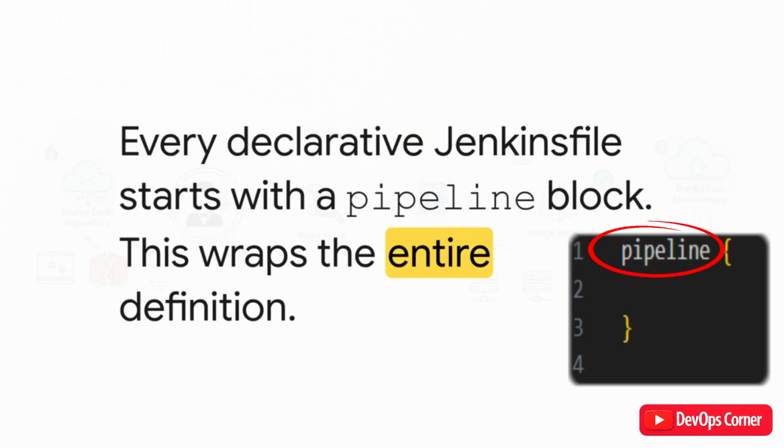So every modern declarative Jenkinsfile starts with this: pipeline, followed by curly braces. This is the main block, the wrapper that encloses the entire pipeline definition. Everything else we're about to look at will live inside these curly braces. It's the first thing you write, and it tells Jenkins, hey, what follows is a structured, declarative pipeline.